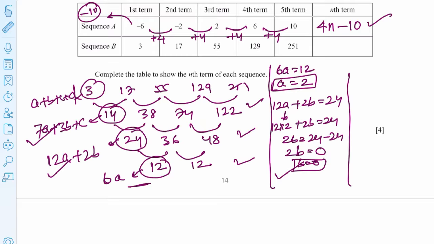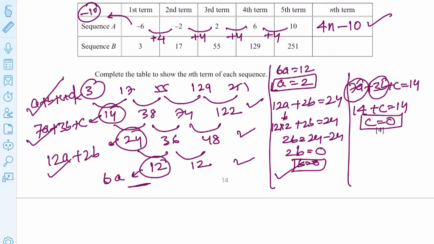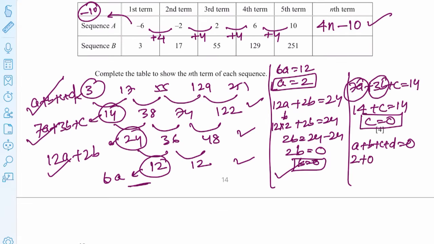So we'll go back to this place. So 7a plus 3b plus c equals 14. So the b term is 0 because b equals 0. 7a, 7 times 2 is 14, plus c equals 14. So if you subtract this, I am getting 0 as well. So c equals 0. Then go back to this term, a plus b plus c plus d, which equals 3. A is 2, b is 0, c is 0. If you rearrange it, I am getting d equals 1. Did you get it, everyone?